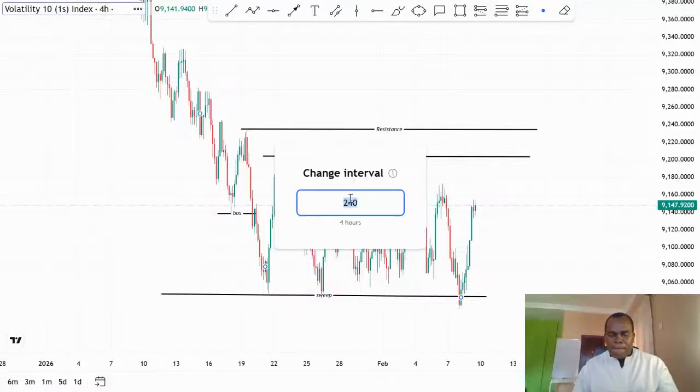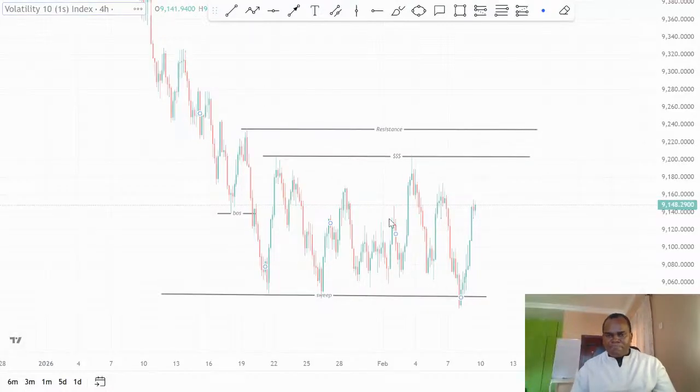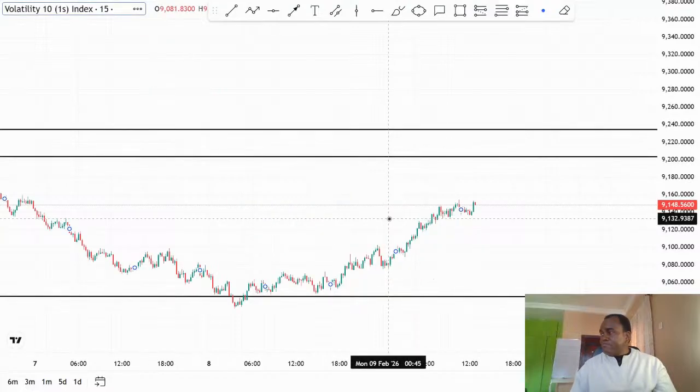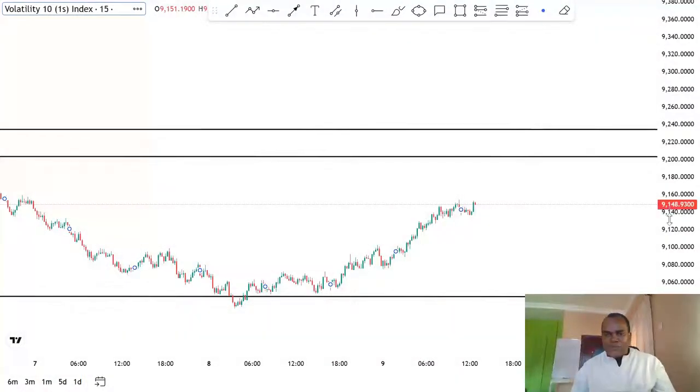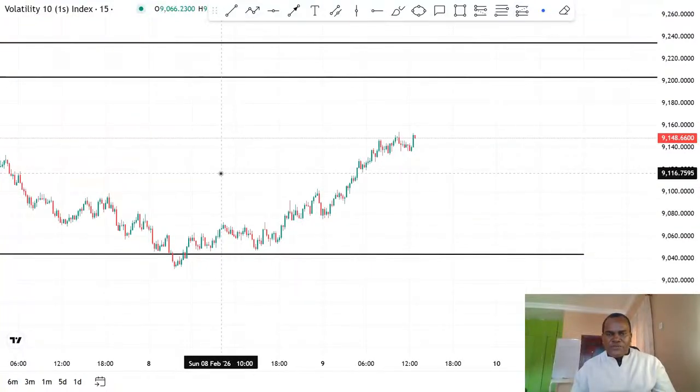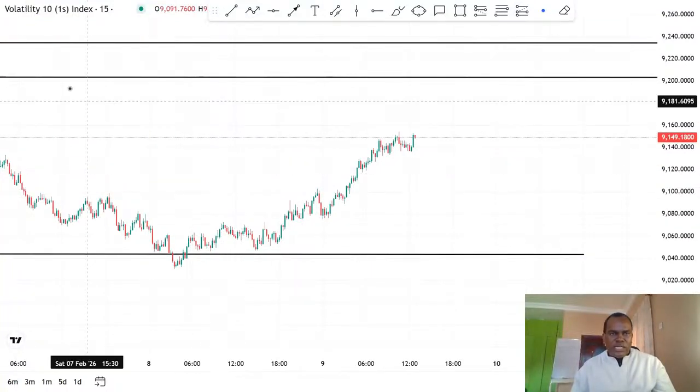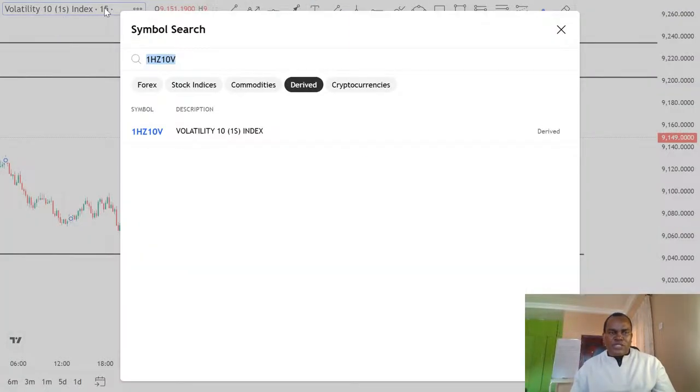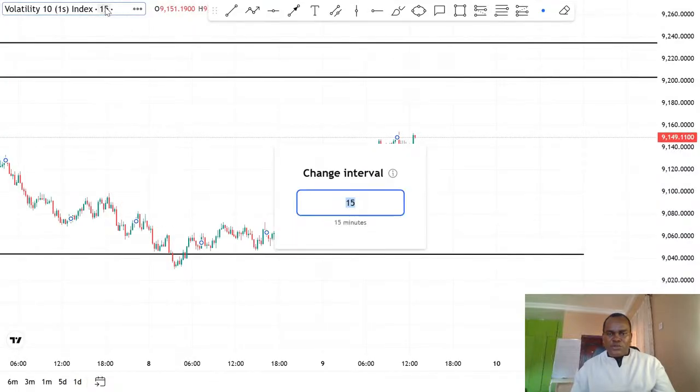15 minutes, 15-minute time frame. This is Volatility 101S. Looking for bullish structure. Please take note. I'm looking for bullish structures. Meanwhile, before then, let's go back to that higher time frame again. I just saw something I want to take note of.